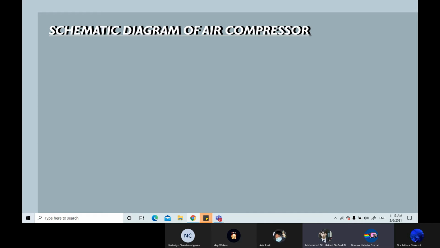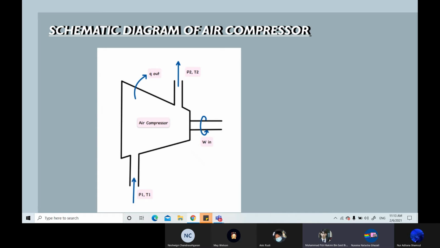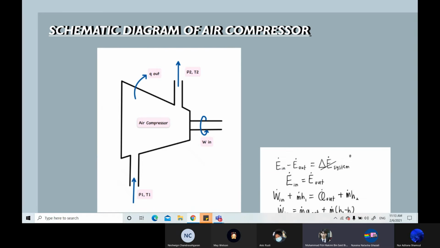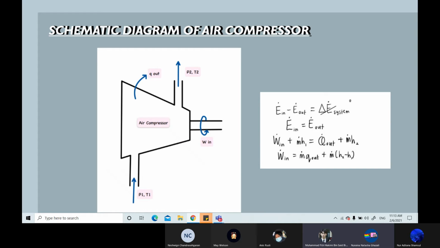For the schematic diagram of the air compressor, firstly you can see that the air will flow into the suction, and then the rotor will compress the air and discharge the compressed air at high pressure. From this we can see that there is mass and energy in, and then there is work in, heat out, and also mass and energy out.